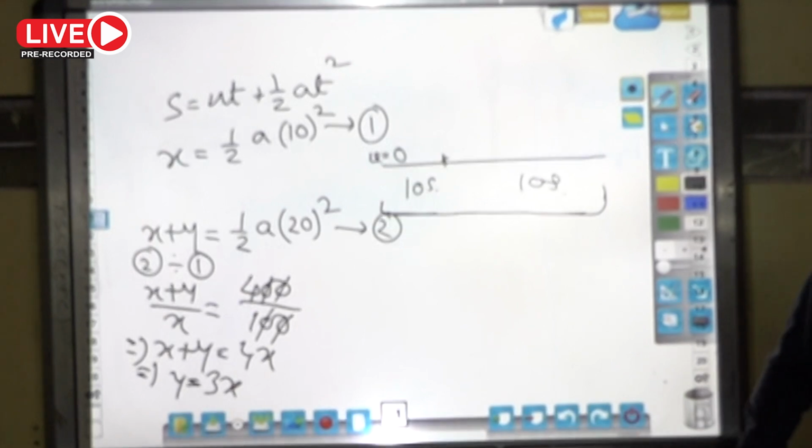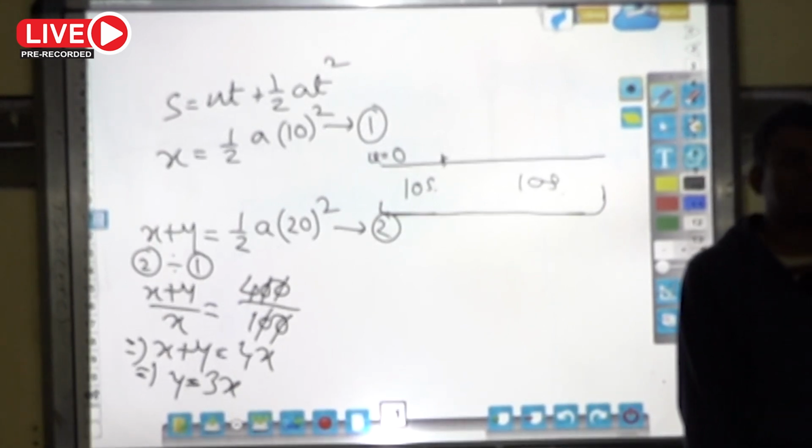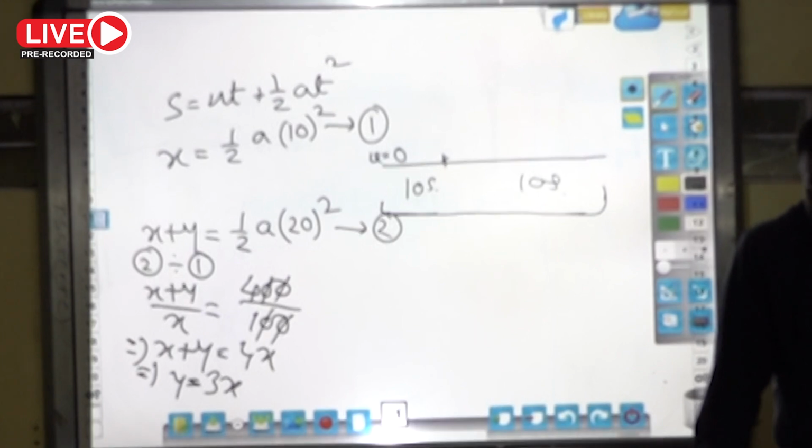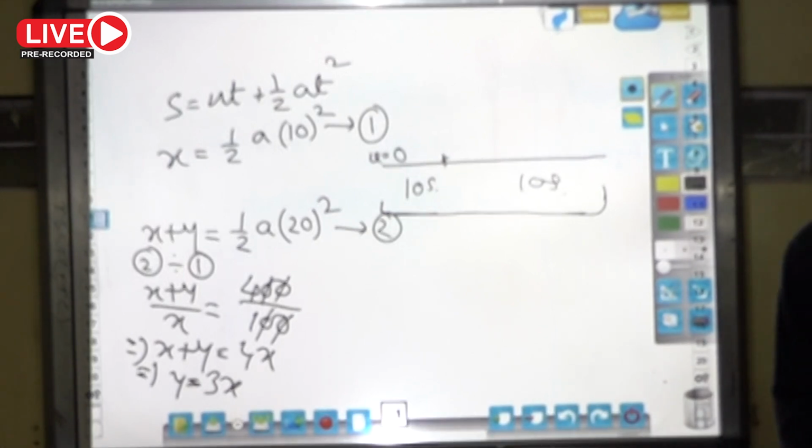First option is abt by a plus b. Option B is a squared t by a plus b. Option C, at by a plus b. Option D, a squared b squared t by a plus b. What is the correct option?